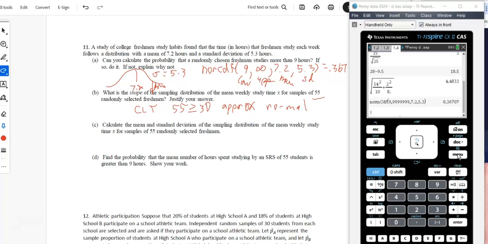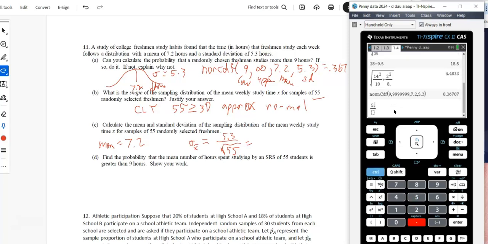Calculate the mean and standard deviation of the sampling distribution of the mean weekly study time for samples of 55 randomly selected freshmen. So the mean of the sampling distribution would be the same as the mean of the population, so 7.2. That's the mean. Then the standard deviation of X bar would be the standard deviation of the population, which is 5.3, divided by the square root of n, which is 55. So 5.3 divided by square root of 55 is 0.715.